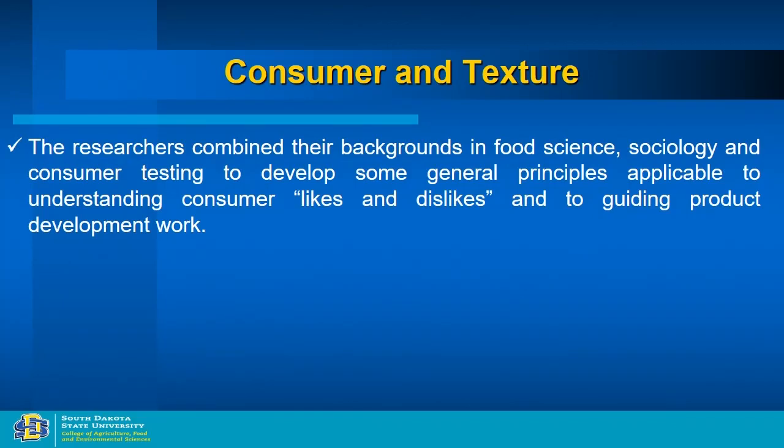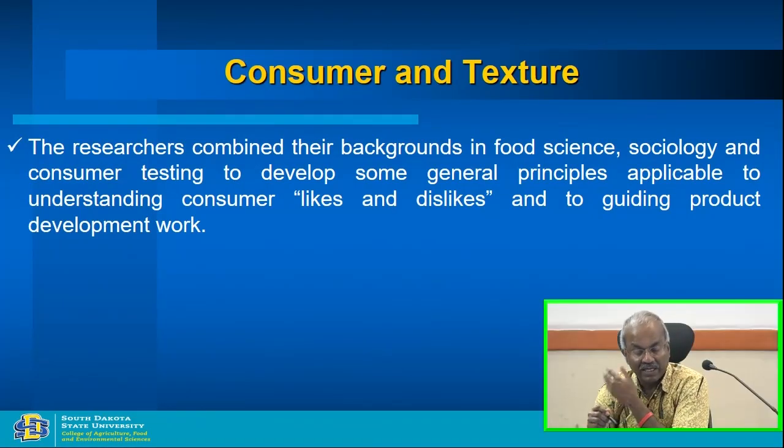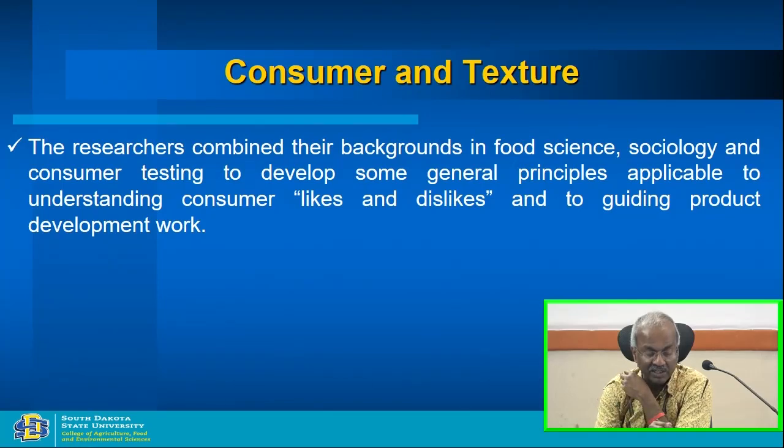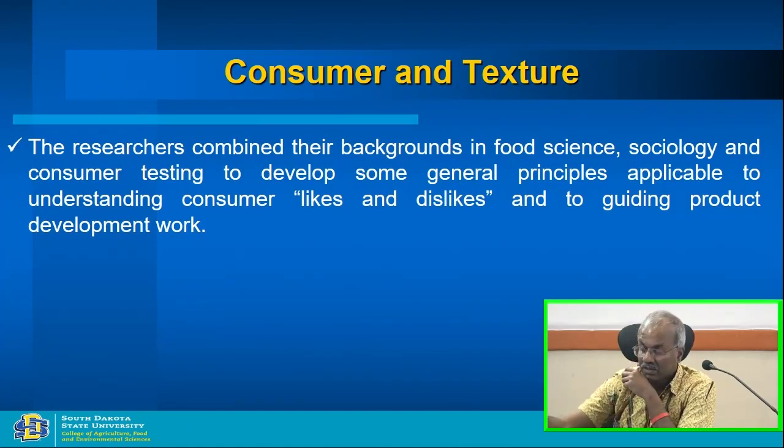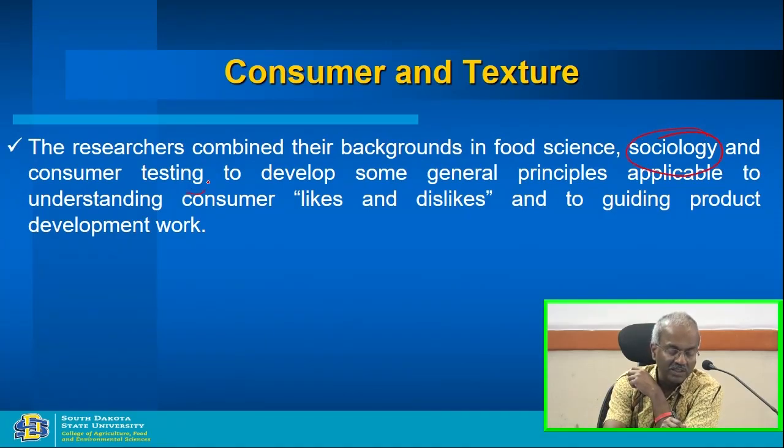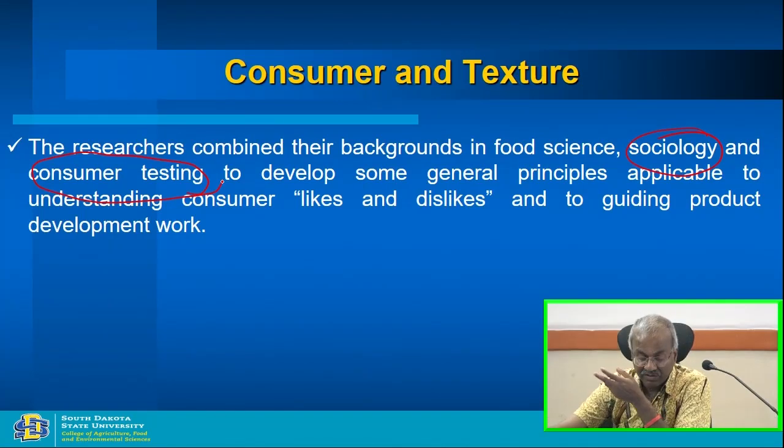So, consumer and texture. The researchers combined their backgrounds in food science, sociology and consumer testing to develop some general principles applicable to understanding consumers' likes and dislikes and guiding the product development work. That's what the researchers do. Sociology and consumer testing play a bigger role in terms of developing general principles.